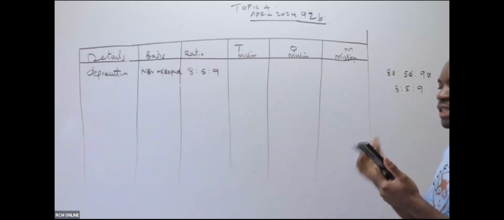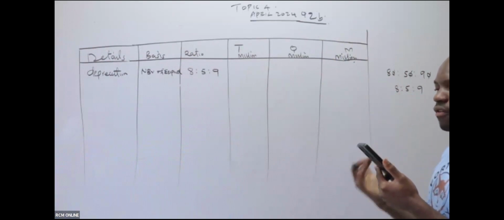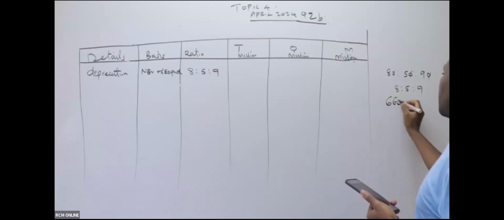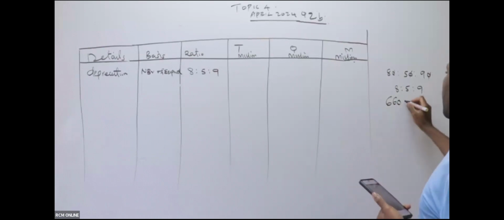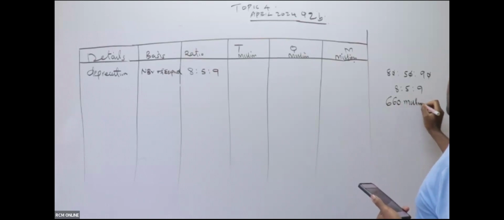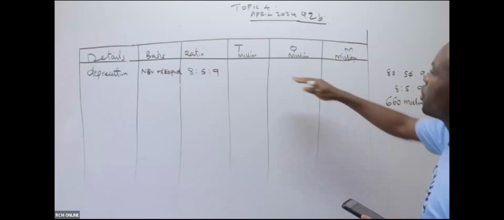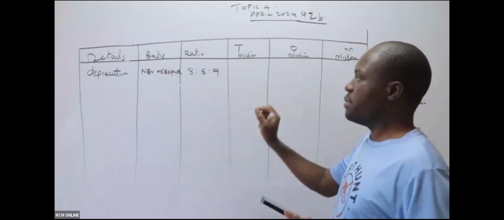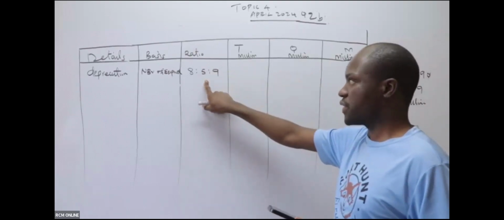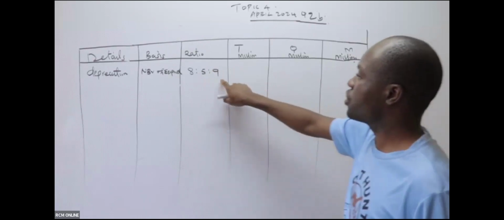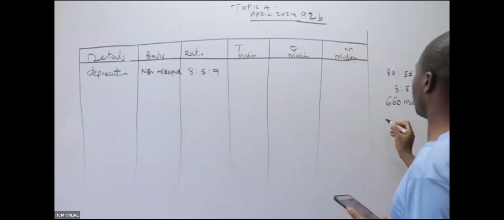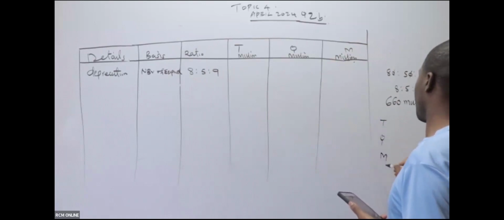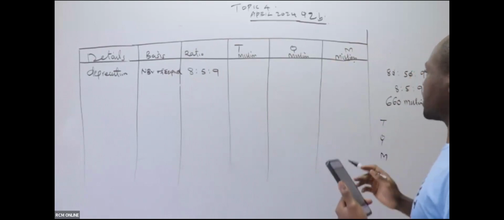Go to our first table. We have overheads and the amount. The overhead under depreciation is 660 million. So this is what you want to distribute to the 3 departments based on this ratio. The simplest procedure once you have the ratio is this. Look at the summation of these ratios. We are talking about departments T, Q, and M, right? So what is the summation of this ratio?